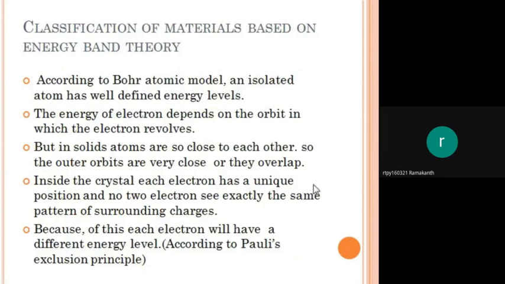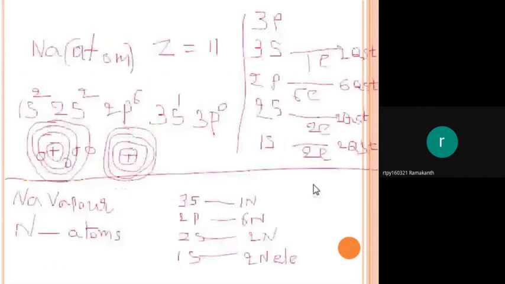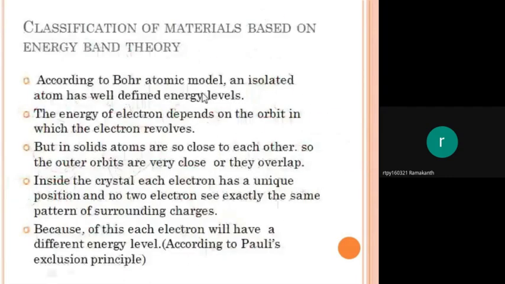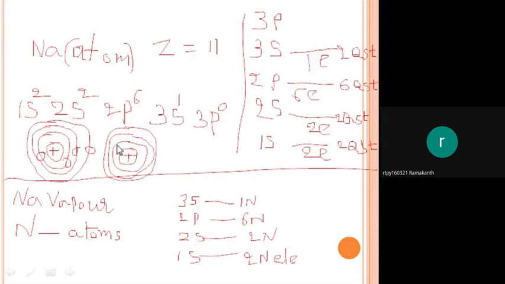What I told before going into the semiconductors, first we have to know what conductors are and why metals are good conductors. Okay, so let us take one example. According to Bohr atomic model, an isolated atom has well-defined energy levels. Okay, and this is an atom. If there are no other atoms present, let us take only one atom. Forget about the second atom.